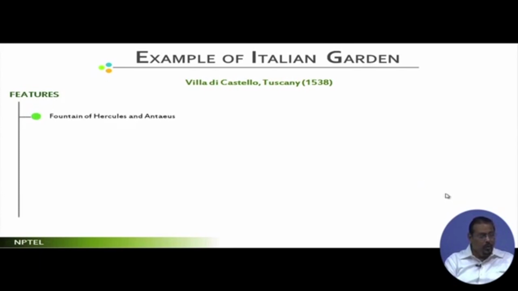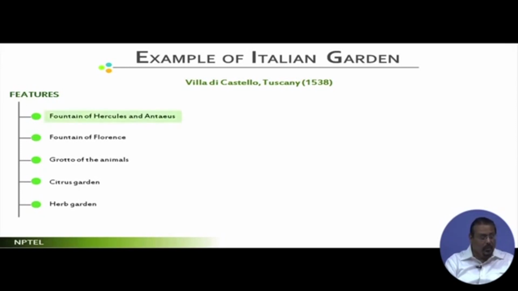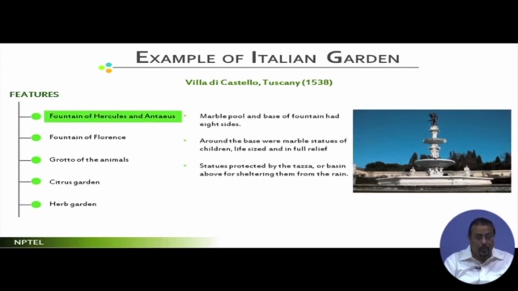What are the features? Let me go a little faster. The fountain of Hercules and Antiochus, the fountain of Florence, grotto of the animals, citrus gardens, herb gardens, they were different elements. In this, Villa di Castello in Tuscany. Look at this particular picture. It is that fountain of Hercules and Antiochus, in which the actual sculpture is placed at the top, and then here we have the stone fountain, then you have the base. So the water is to go up to this level and then ultimately flow down from here to here to here. So basically it's a flowing of water from one point to another.